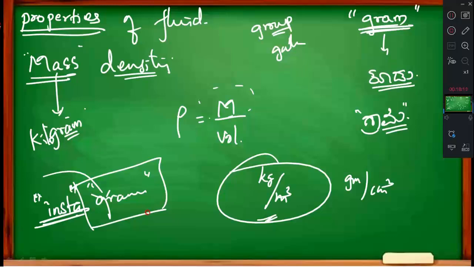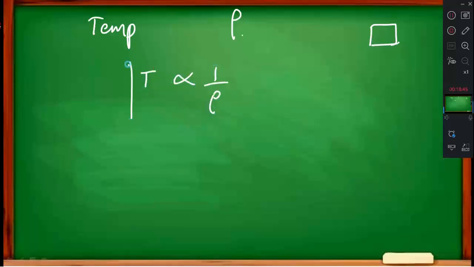Next. Now tell me the relation between the temperature and mass density. As the temperature increases, does density increase or decrease? Sir, decreases. Yes. Temperature increases, particles will move away from each other, then in a particular volume the density decreases. Therefore temperature is inversely proportional to this one.